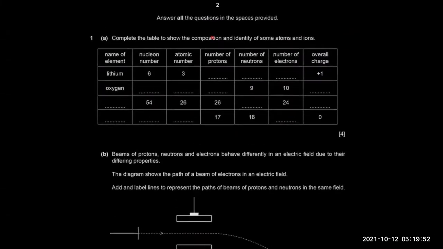Complete the table below to show the composition and identity of some atoms and ions. All right, the first one we have is lithium. Atomic number is 3.